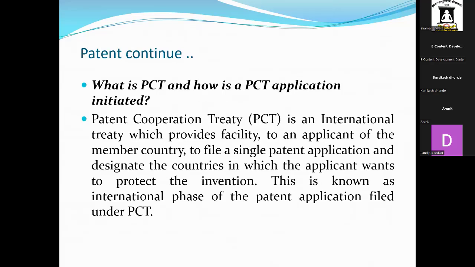Now, the Patent Cooperation Treaty: how did it come into the picture? You might hear about equalization. India has to make a treaty. We have to create an environment in the country for protection of IPR. Under this treaty, called the Patent Cooperation Treaty, an international treaty, an applicant of a member country can file a single patent application and designate the countries in which the applicant wants to protect the invention. This is known as the international phase of a patent application filed under PCT.